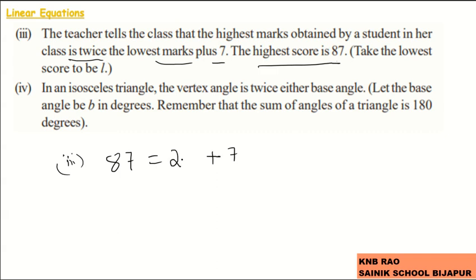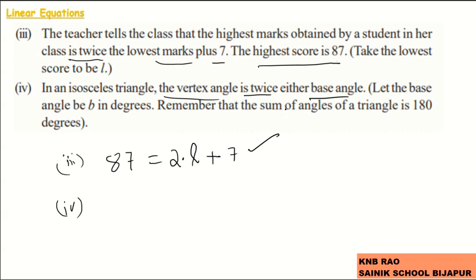So twice means 2 times. Considering the lowest marks as L, 2L plus 7 equals 87 becomes the equation through which we can find the value of L, that is the lowest marks in that test. In the case of the fourth one, in an isosceles triangle, the vertex angle is twice either base angle.